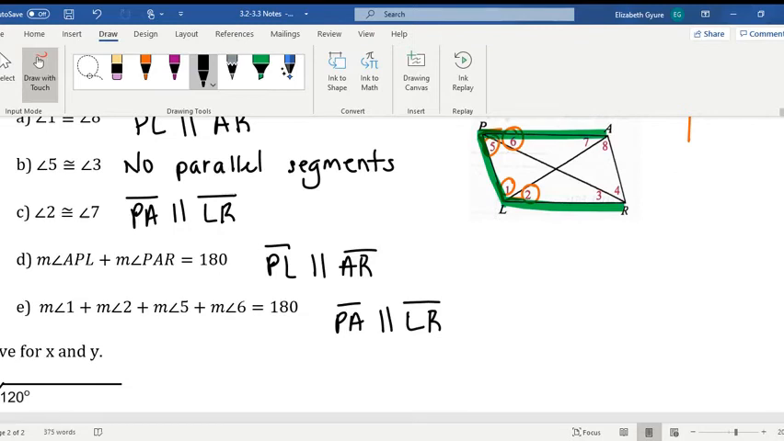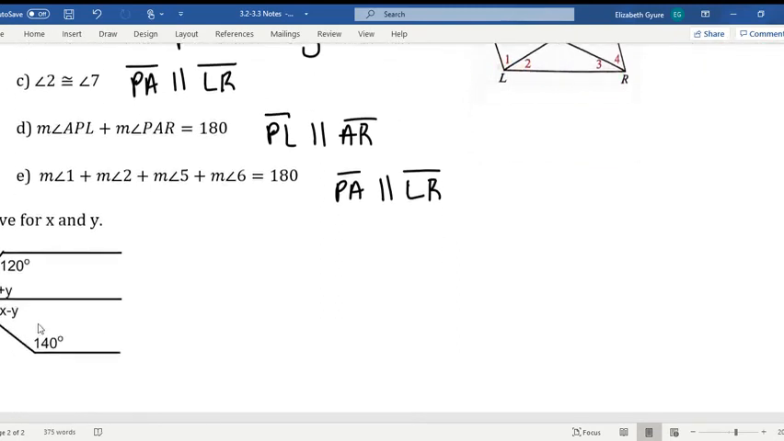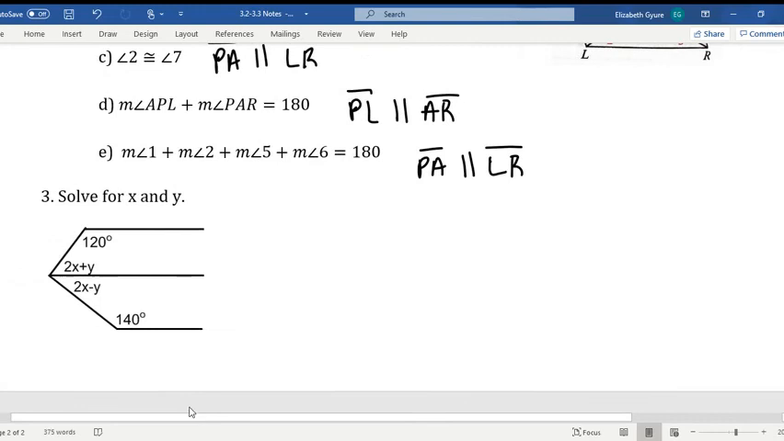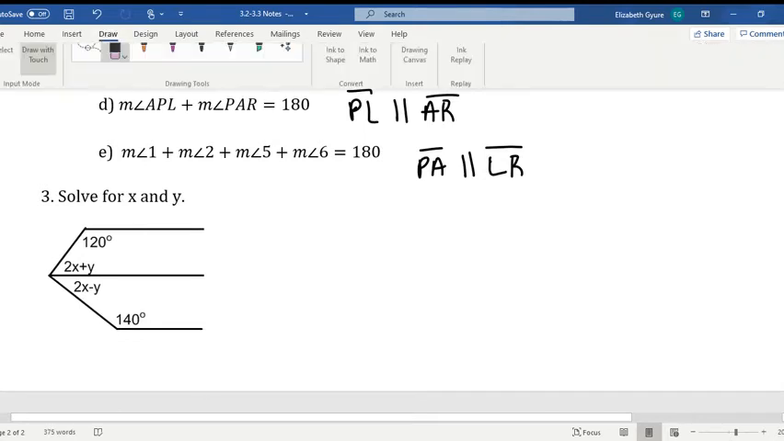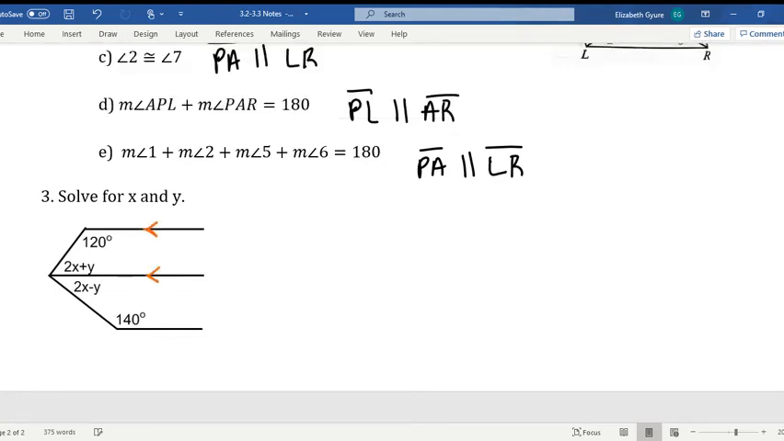So hopefully that helps with that one a bit. The next thing we are going to look at is number 3. It says solve for X and Y. Something that's missing from our labeling here is we are going to go ahead and say that these 3 lines or segments are parallel.